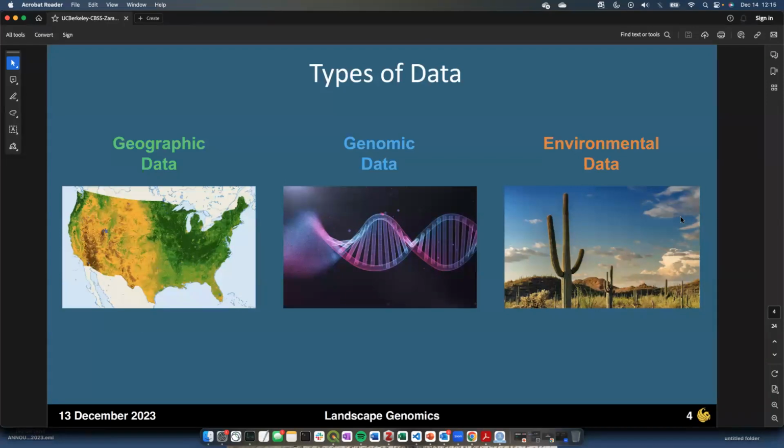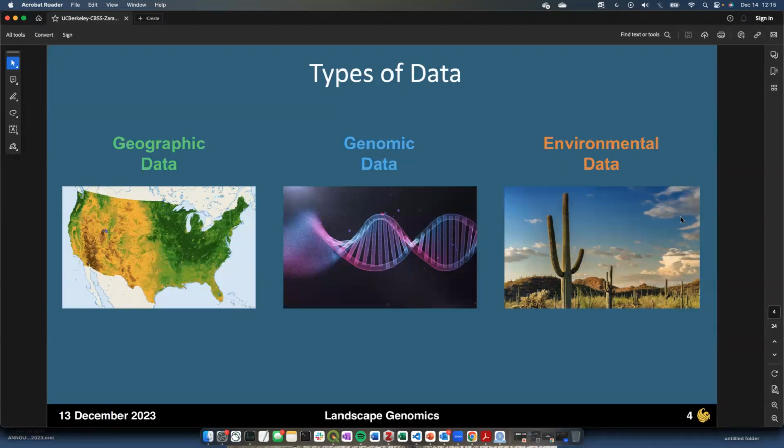And so when thinking about landscape genomics or landscape genetics data, there's really three types of data that we work with. One is geographic data. So this is data that looks like a map, typically some sort of landscape characteristics, be that geology or things like climatic factors that are displayed on a map. There's genomic data, which includes your DNA sequence data or your SNP data from either RAD-seq or genome-wide approaches or even microsatellites.